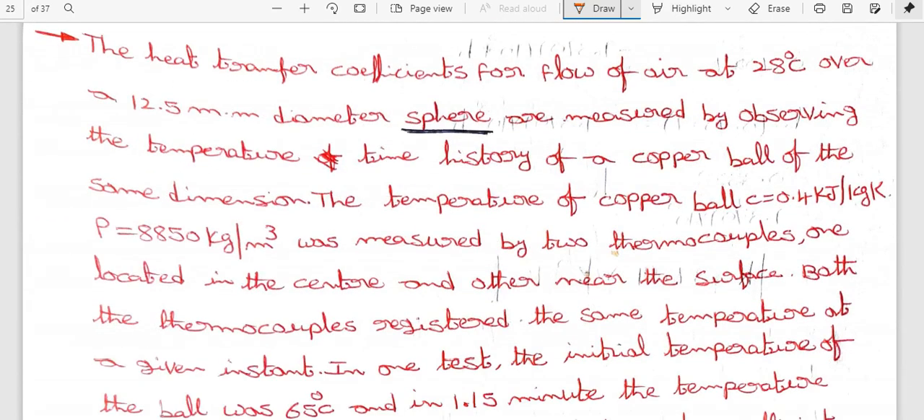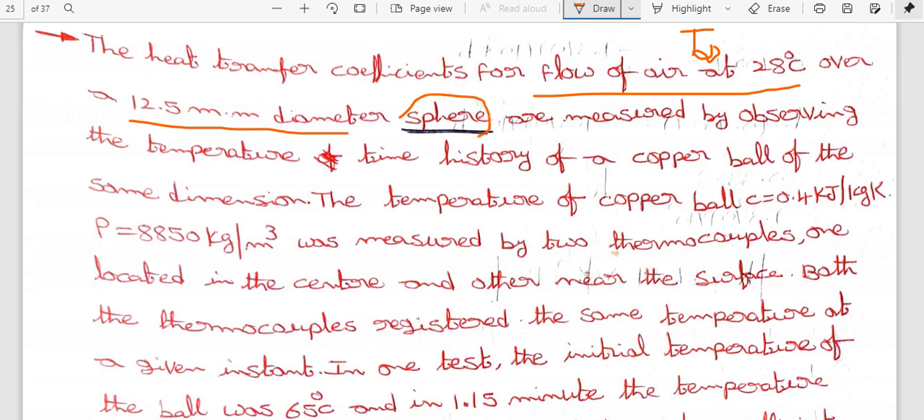So coming to the next problem: the heat transfer coefficient for flow of air at 28 degrees centigrade. Flow of air means T infinity, the ambient temperature, over a 12.5 mm diameter sphere. The characteristic length of the sphere is equal to R by 3. R is measured by observing the temperature-time history of a copper ball of the same dimensions.